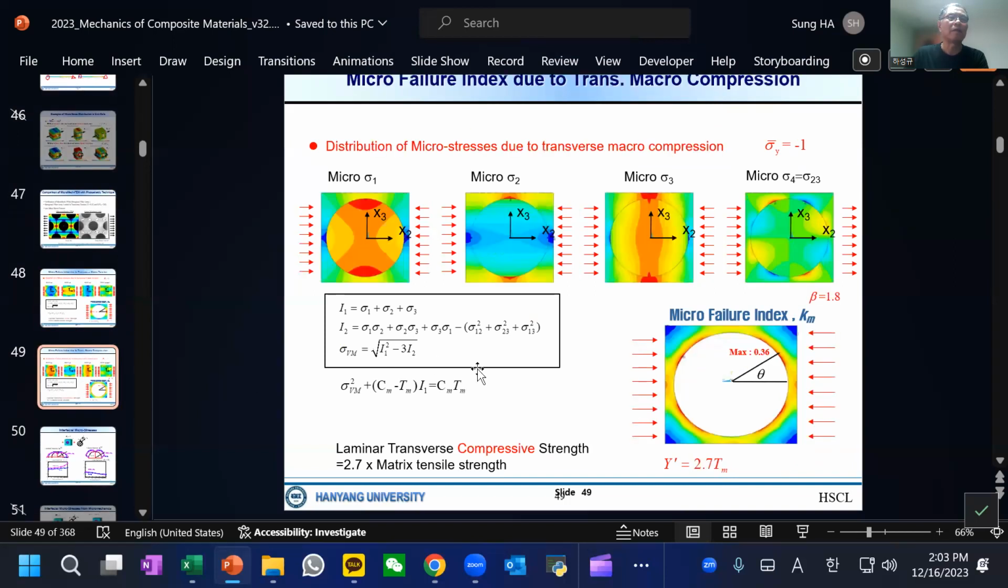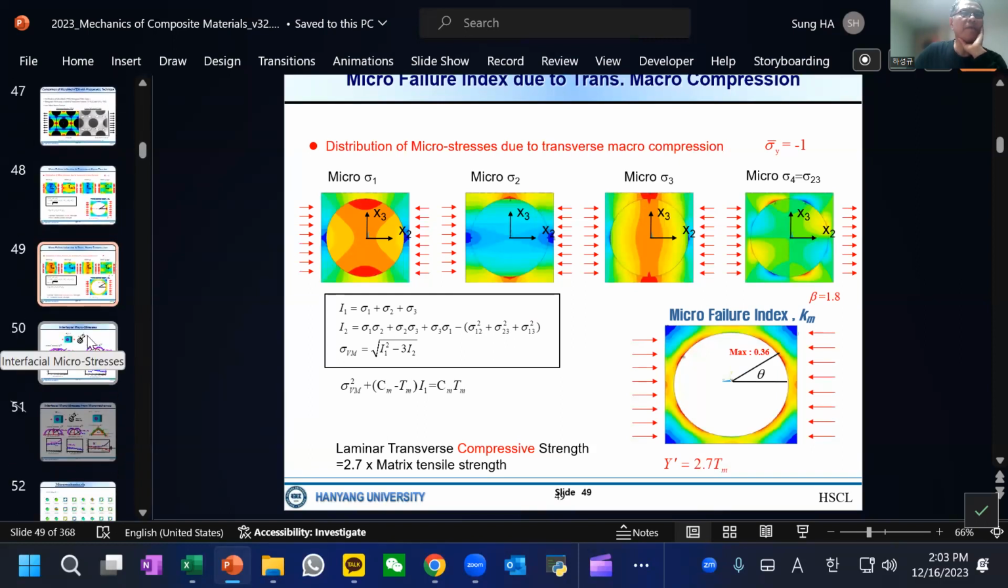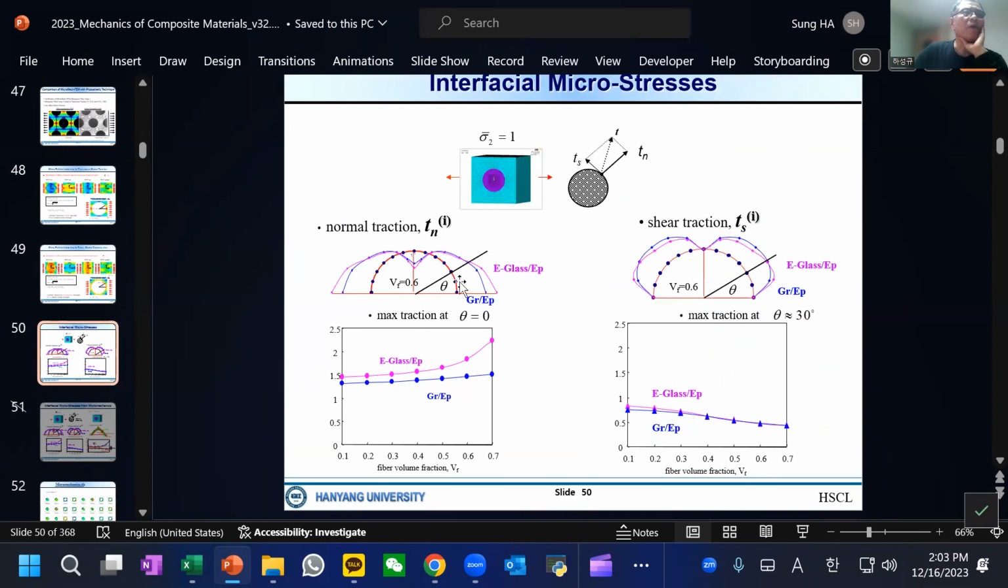And now, how about the compression? Well, the composite strength is about 2.7 times higher than tensile. Of course, we assume that beta is 1.8, meaning that tension and compression matrix strength have a certain ratio. But this is just to understand the behavior, and the interface microstress is also important.